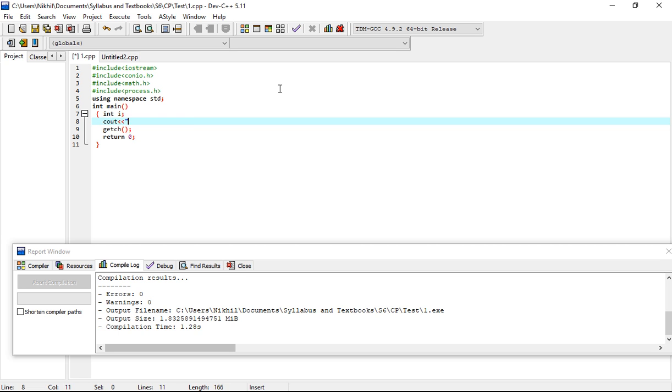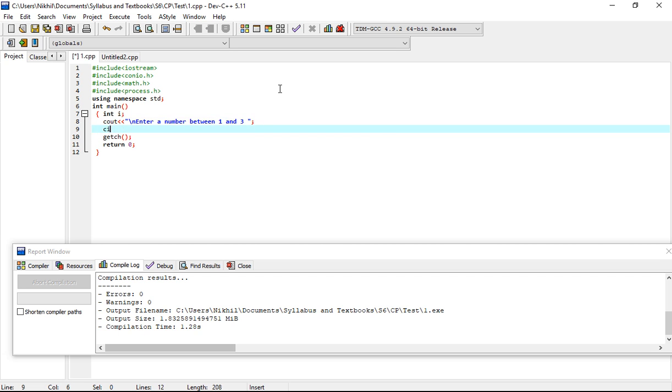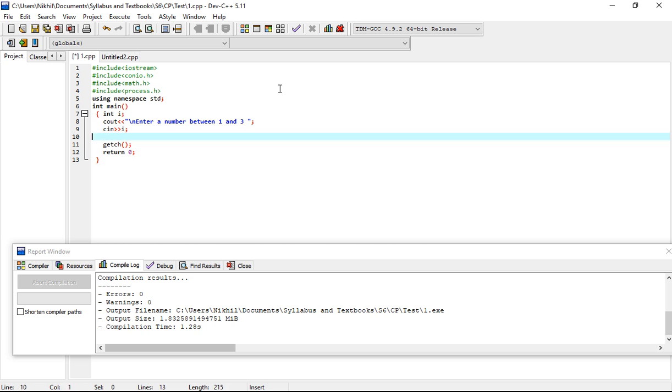intakes a value i. I'm going to write: enter a number between 1 and 3, okay, and then I'm writing cin i. I'm intaking that value from the user. Now all I want to do is, if it's 1, I have to print it is 1. If it's 2, I have to print it is 2, and so on.